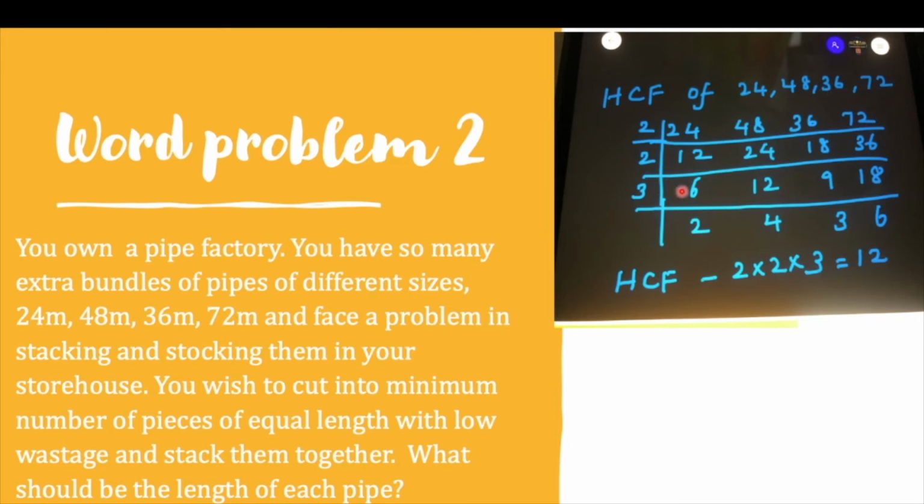Here I've used the short division method, but if you're not familiar with this method, you can go and find out the prime factorization of each of these numbers and then go ahead and find the HCF of the numbers. That will also work and that will also give you the same answer.